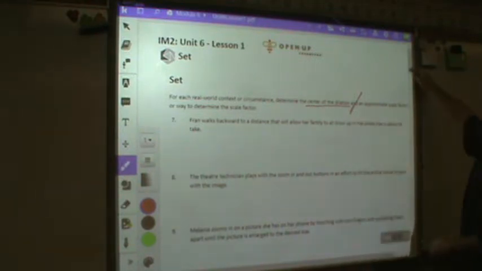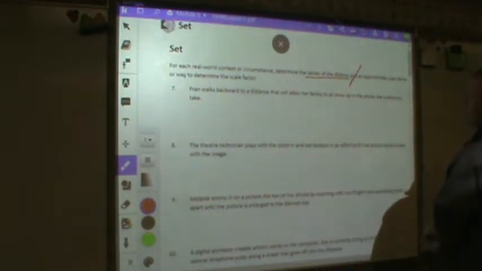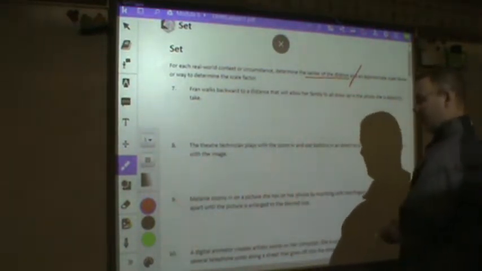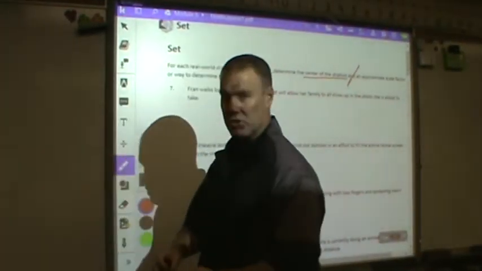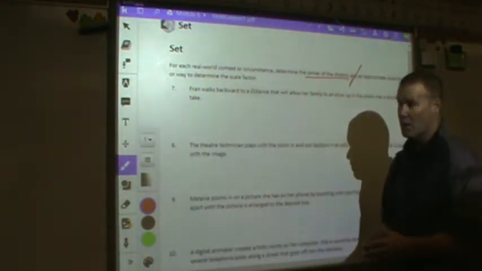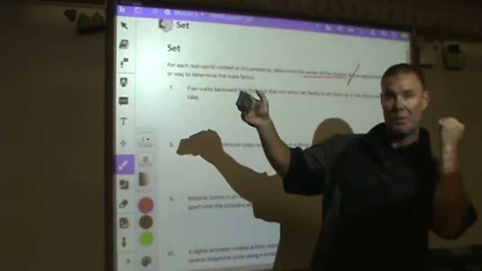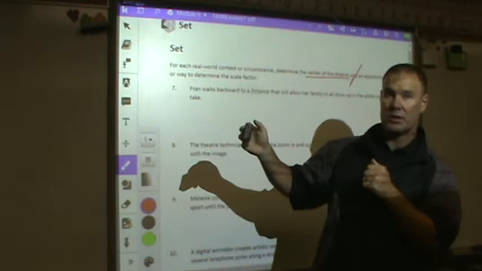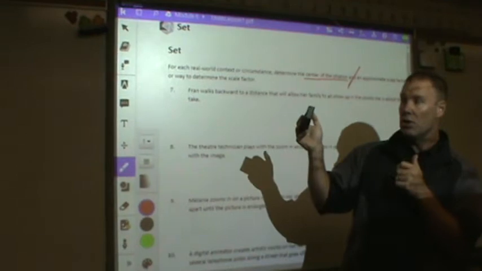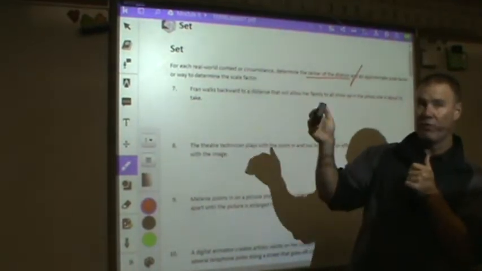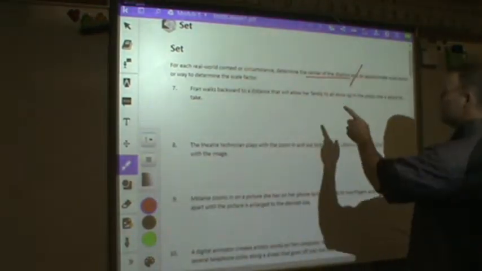So for instance, in this first question, Fran walks backwards a distance that will allow her family to show up in the photo as she is about to take the photo. The other instance that I gave in class is I stole somebody's phone. I know this is not a phone, it's an eraser. But what if you take your phone and you do this so you can get whatever's behind you in the selfie, or get all your friends in the selfie that you're trying to take? In order to do that, you move the phone back and forth, right? So when we do that, where is the center of dilation?